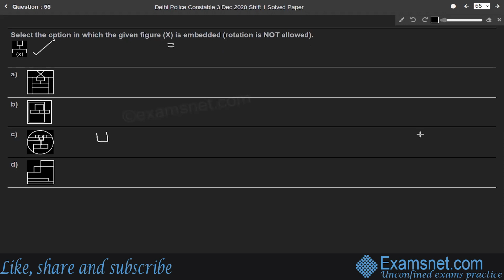And next is the vertical line. And here comes the remaining bottom part like this. Therefore, given figure is embedded in option C.